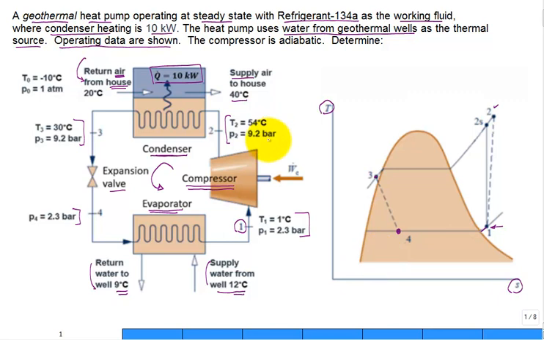What we can see is that the pressure is 9.2 bar. That's the condenser pressure for the refrigerant 134a. And at 9.2 bar, the temperature, Tsat, is around 36.3 degrees C. So it's coming out at state 3 at 30 degrees C. So it's coming out about 6 degrees C subcooled liquid.